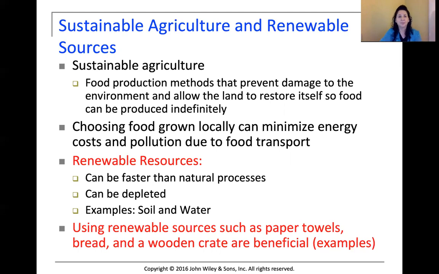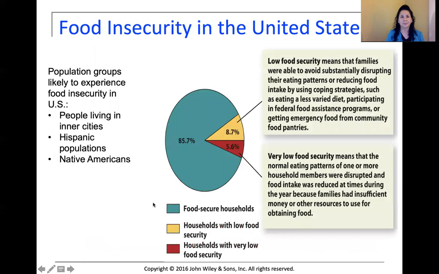Renewable sources, so these are, again, better ways of being able to use things. We're trying to reuse our soil and our water. Some good examples of things that we could do would be using renewable sources such as paper towels, bread, actually, wood crates. These are better than, say, getting plastic containers of things. So using these renewable sources is really, really good.